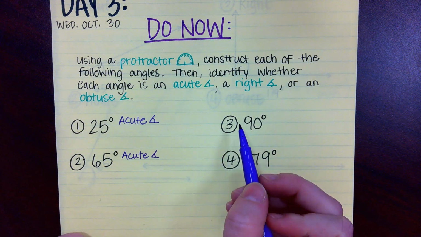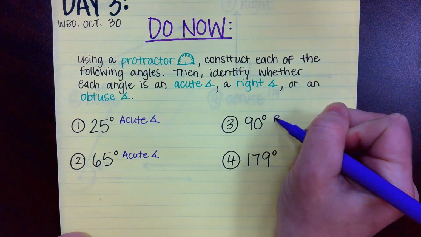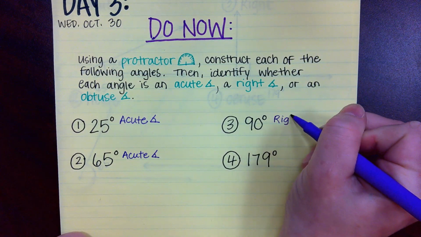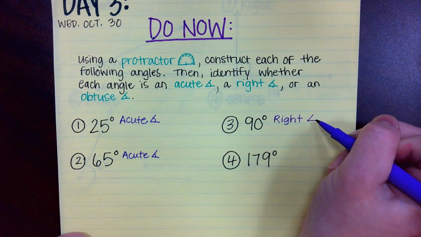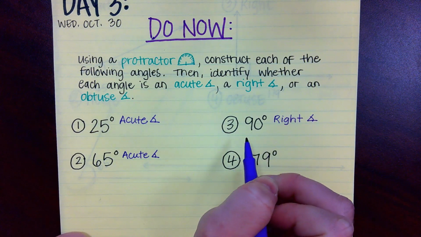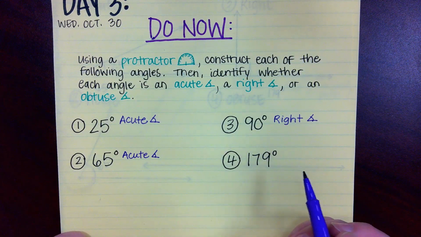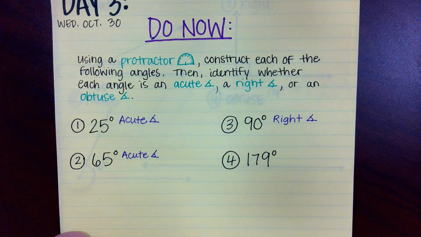Now let's look at number three. 90 degrees. What's that? A right angle. Good. Measures right at 90. So a right angle, just to refresh ourselves, is an angle that is exactly 90 degrees. If it's 91, it is not a right angle. If it's 89, it's not. It's got to be 90 on the dot.